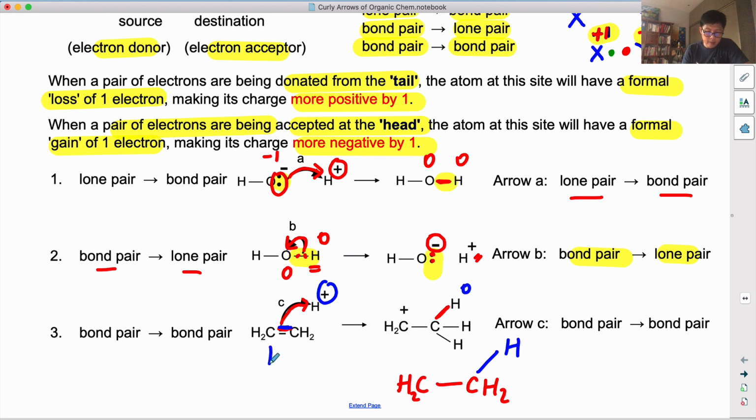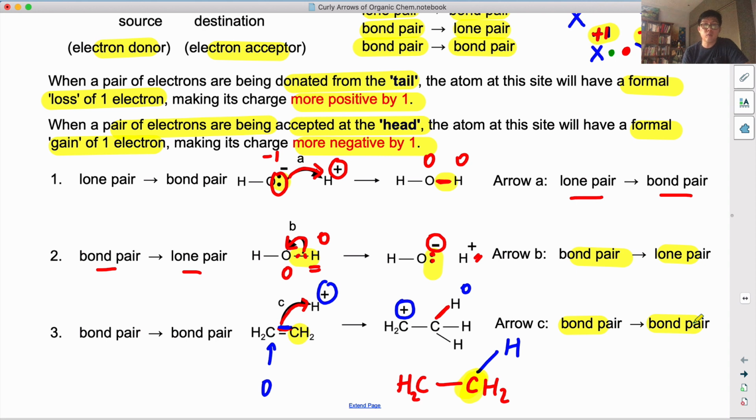And in fact, this carbon here, the formal charge was first 0, but it has now more or less lost an electron, so it becomes a plus. Can you see that? And this carbon that I'm going to highlight, there's no change in formal charge, because the bond has just moved from the CC bond to the CH bond. There's no real gain or loss of electron. So this shows bond pair becoming bond pair.